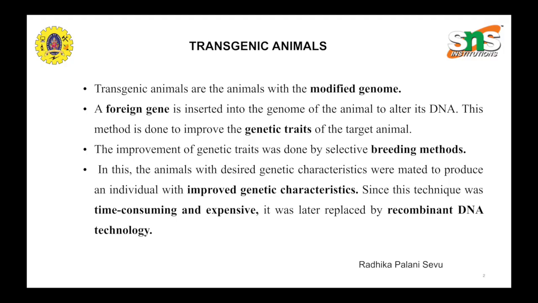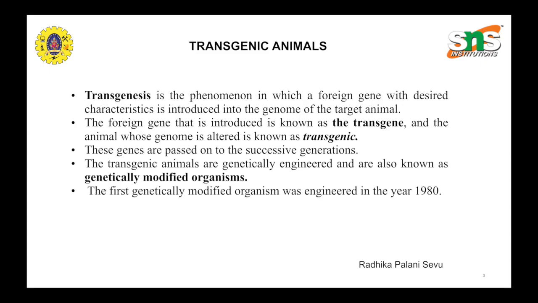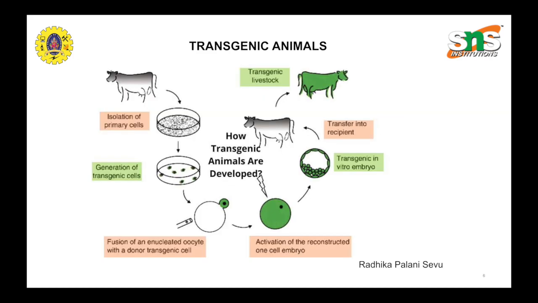Transgenesis is the phenomenon in which a foreign gene with certain characteristics will be inserted artificially into the genome of a targeted animal. The foreign gene that is inserted is known as the transgene. The animal whose genome is altered is known as the transgenic animal. These genes are passed on to the successive generations.